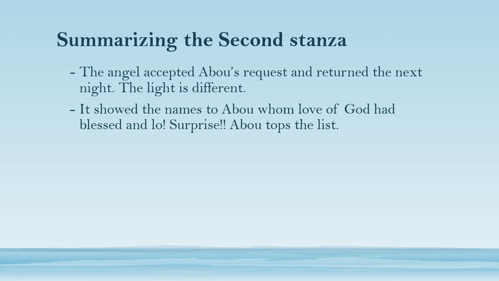And the angel's arrival is marked by a different sort of light. There is a great awakening light, and the angel now showed Abou a book. We do not know whether it's the same book or not that he was carrying with him the last night. It could be, it could not be. It doesn't matter. In that book, Abou is shown the names of all those whom God's love has blessed. And surprise, surprise, Abou tops the list. His name is in the beginning.